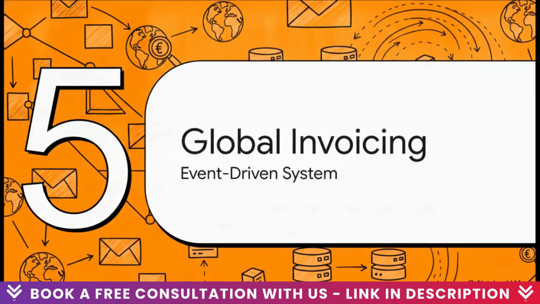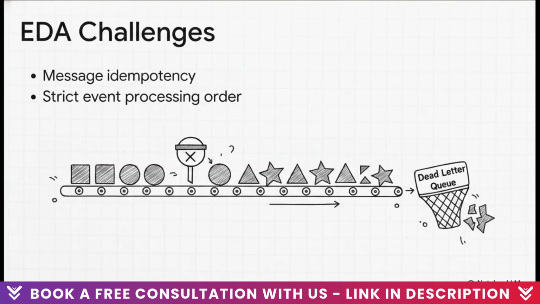Section 5. Event-driven global invoicing. Finally, let's zoom out to the network layer. How does this entire system actually communicate internally, and how does it deal with the wildly complex world of global tax authorities? Modern billing systems are built on event-driven architecture, or EDA. When a subscription starts, an event is published to a message bus, like AWS SNS, allowing decoupled services to consume it independently. But this introduces some massive challenges.